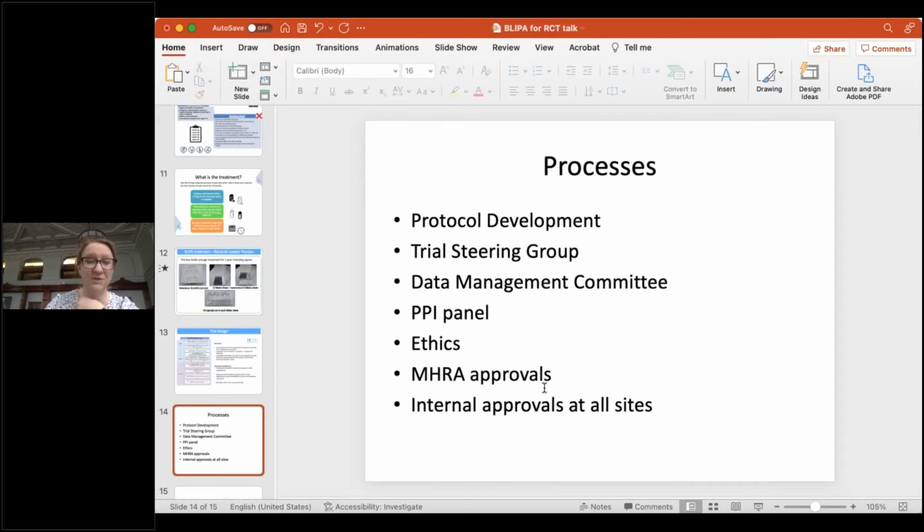And then once you've done this bit, you then still have to get all the internal approvals, all the sites. So we are now still waiting for each of our sites to be set up. We're set up at one site, but the other sites aren't open yet because we have to go through another set of approvals.